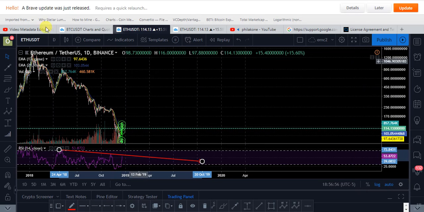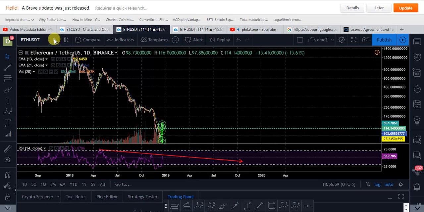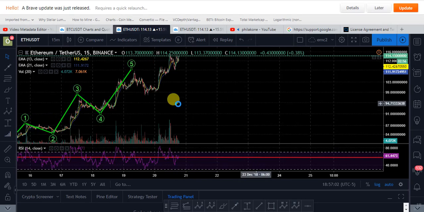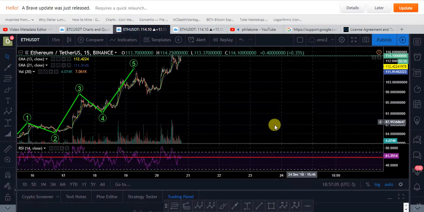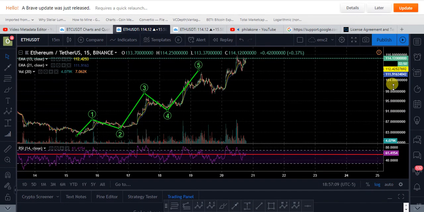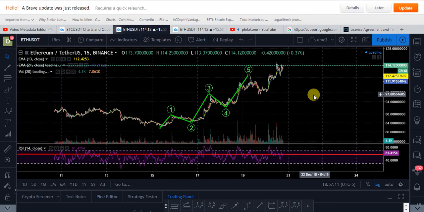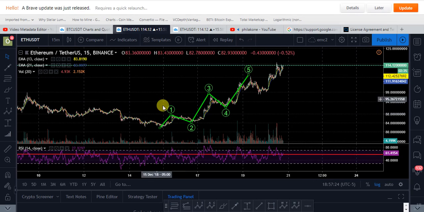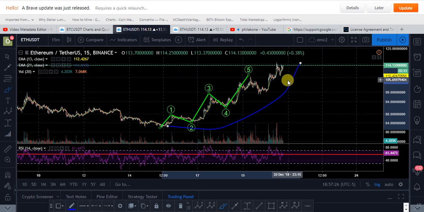So let's go back to the 15 minutes chart right here. This is scenario number one. So you're basically assuming the market, let me charge my laptop. Okay, so basically you're assuming the market is gonna keep going this way. So that's number one scenario.